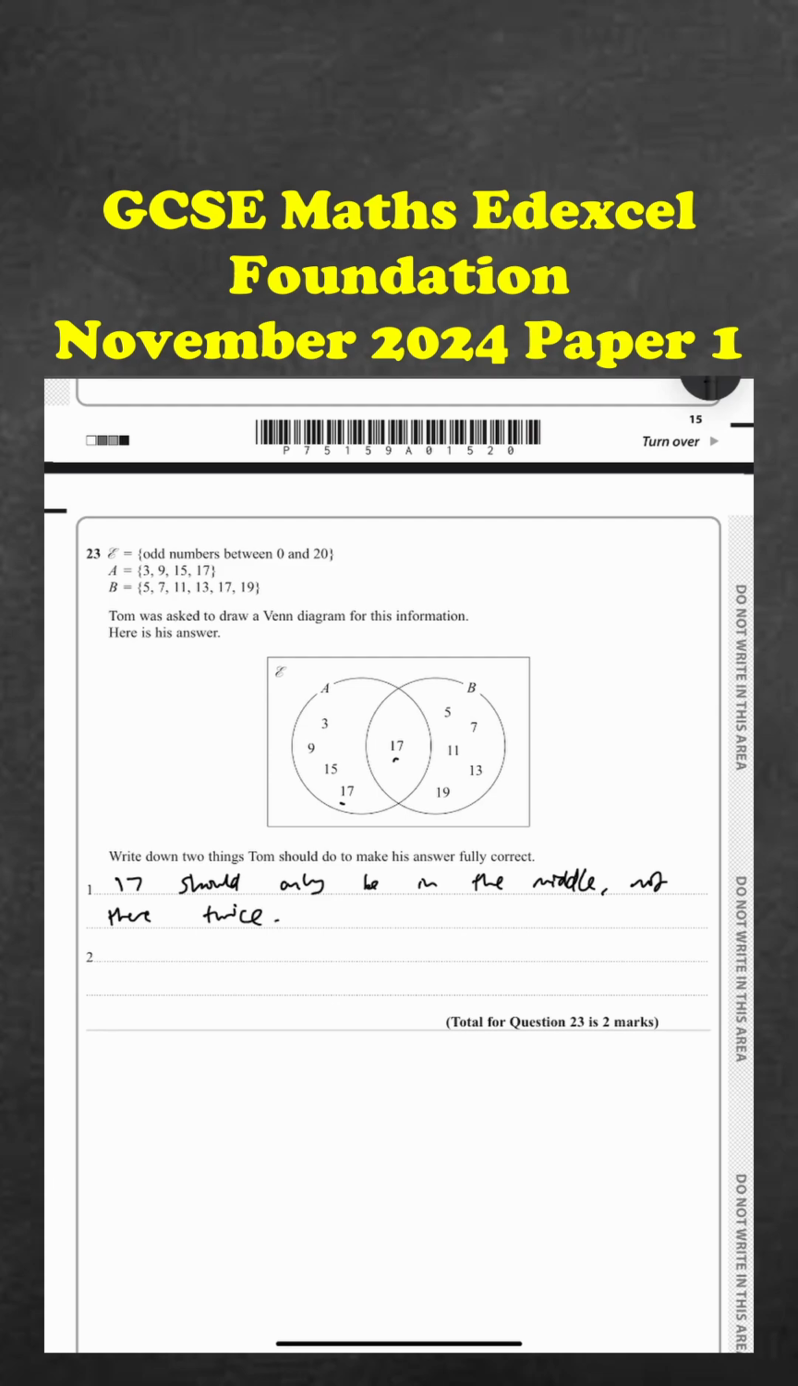And since the set needs to cover all the odd numbers between 0 and 20, and the number 1 is missing, we can say that's another thing he's missing. So 1 should be in the box, but outside the circles. It's missing. And that's us.